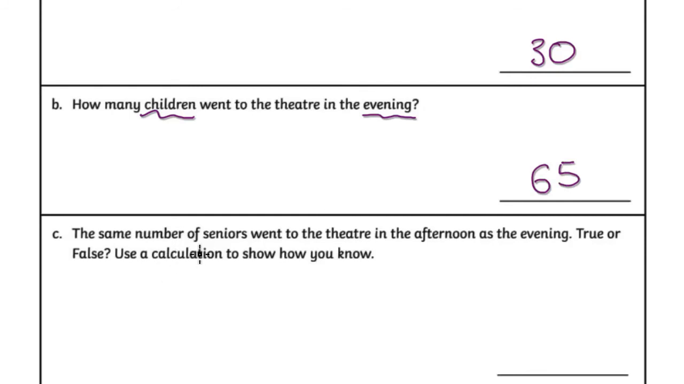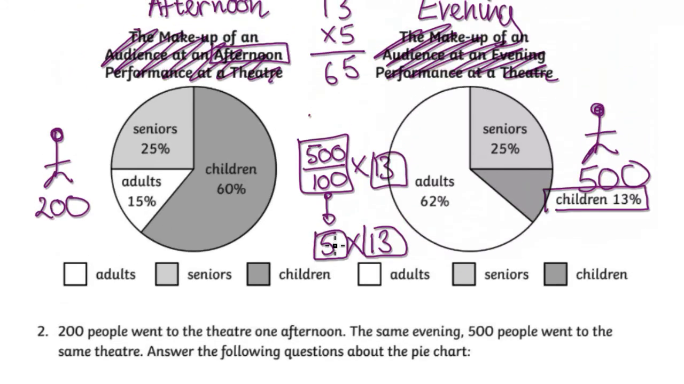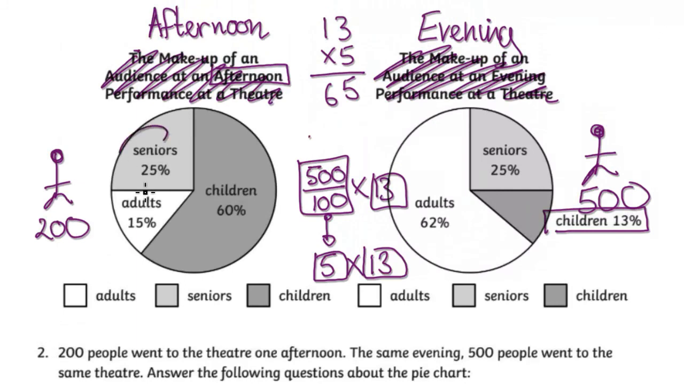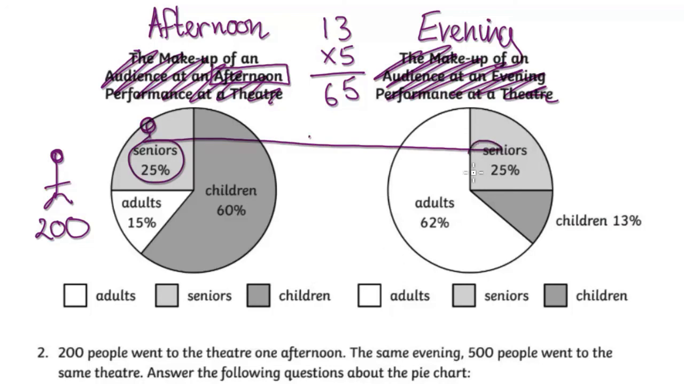And then: the same number of seniors went to the afternoon as the evening. True or false? Is it true that the same number of seniors are here and here? So let's try and work it out. You could glance at this and recognize the answer straight away, but let's try and work it out from scratch. It wants to know if the number of seniors here would be the same as the number of seniors over here.